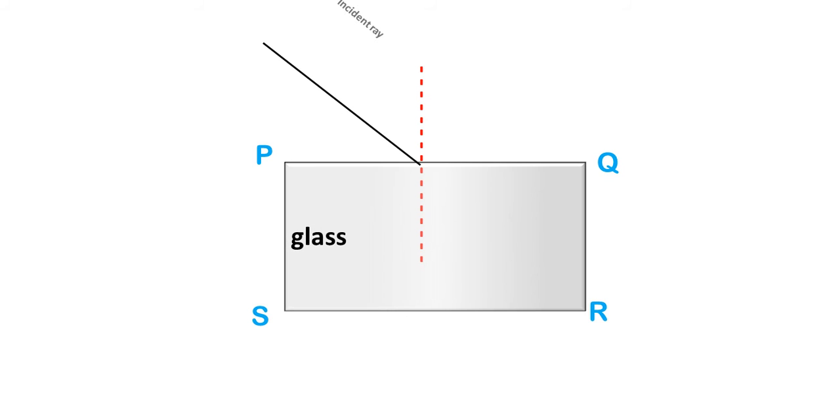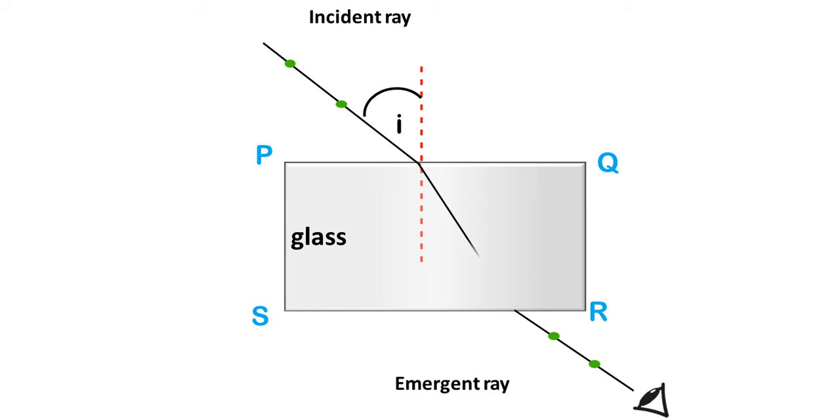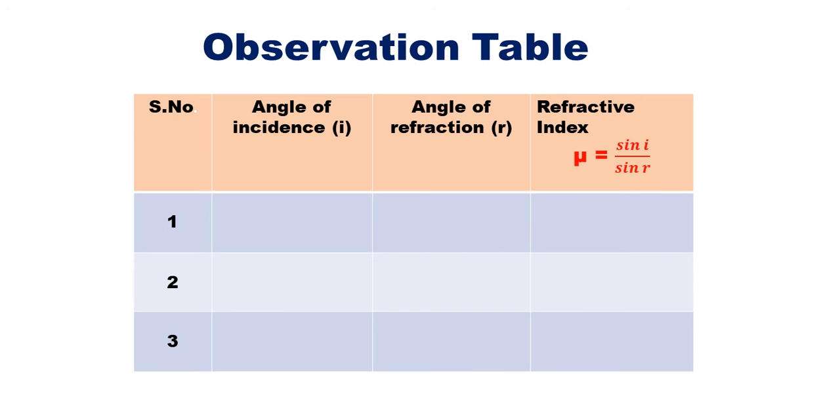Now repeat the experiment, same procedure for a different angle of incidence. Take a different angle of incidence, say 45 degree or take 50 degree or 60 degree, and repeat the experiment in the same manner. And for that also find angle of refraction and then take the ratio of sine I to sine R and then make an observation table.